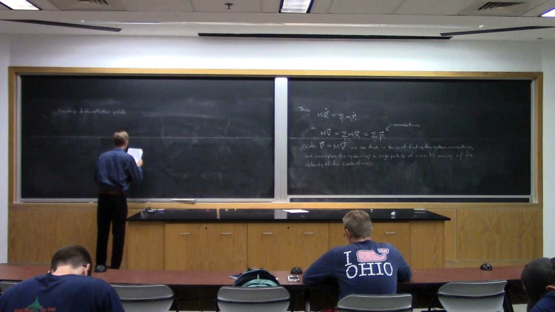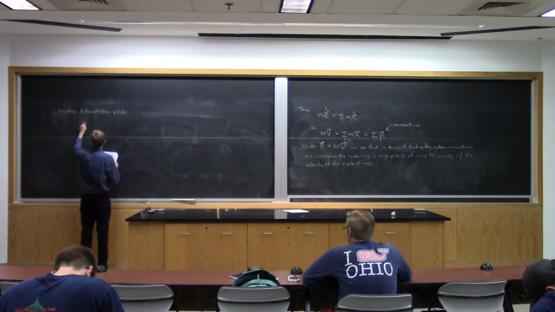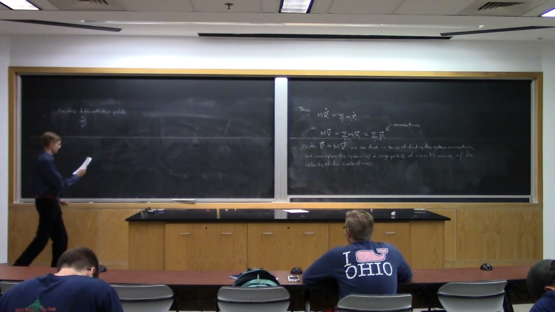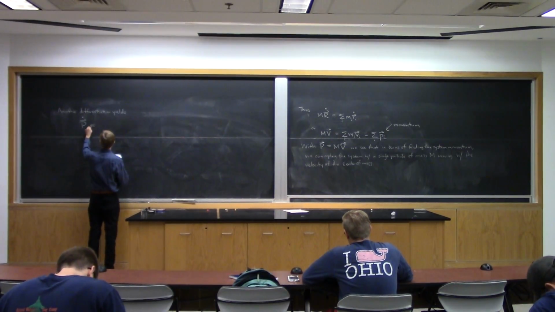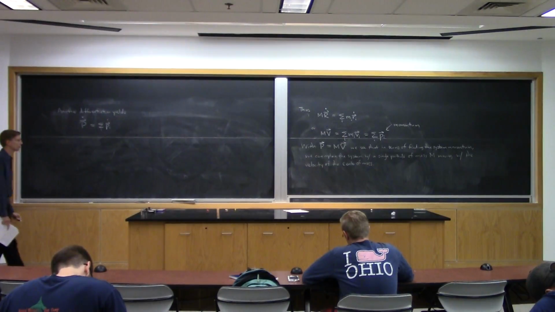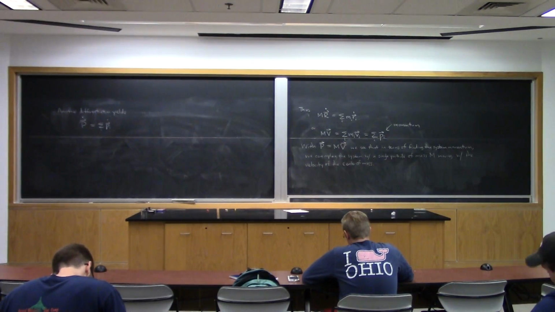Another differentiation yields P dot, big P dot, will be the sum of all the little p_i dots. Since big P is the sum of the little p's, then big P dot is the sum of the little p dots.